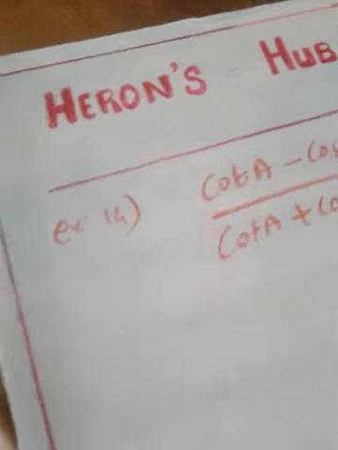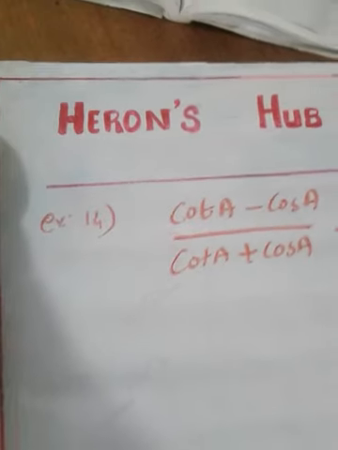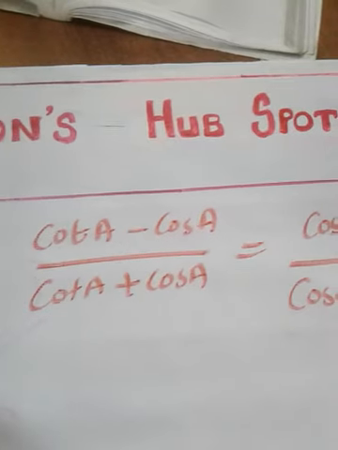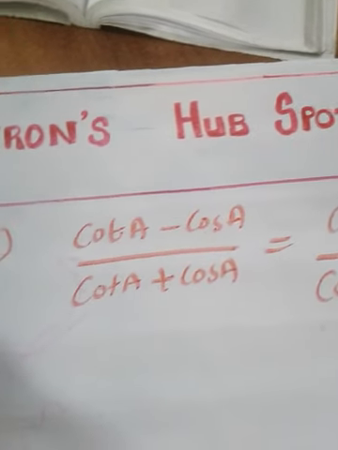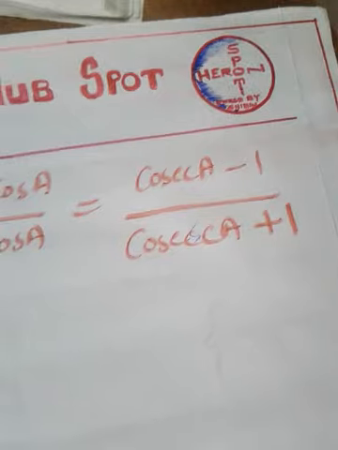Let us move to the next question. The very next question is example 14. We have to prove that (cot A minus cos A) divided by (cot A plus cos A) is equal to (cosec A minus 1) divided by (cosec A plus 1).